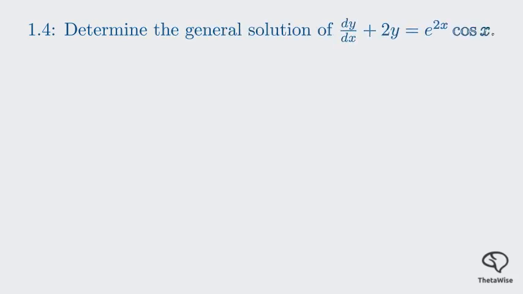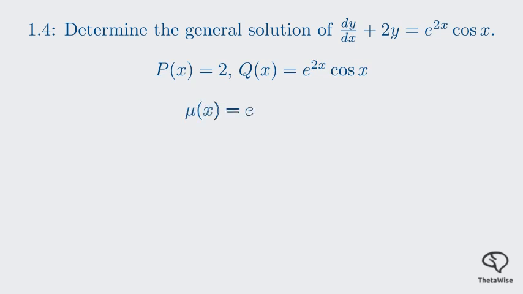We need to find the general solution of dy/dx plus 2y equals e^(2x) times cos x. First, is it in the standard form? Yes, it is. So p is 2, the constant coefficient of y, and q(x) is e^(2x) cos x. Next, the integrating factor, mu of x equals e to the integral of p(x) dx, which is e to the integral of 2 dx. The integral of 2 is 2x. So our integrating factor is e^(2x).